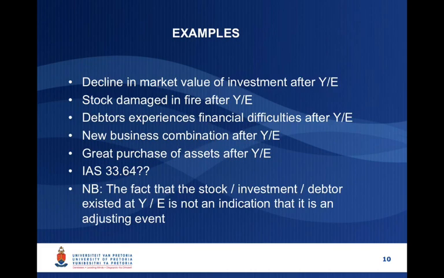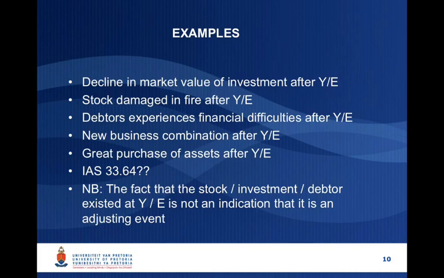And then examples of non-adjusting events are a decline in market value of investment after year end, or stock damaged in a fire after year end. Remember, you did not know that a fire would break out after year end. And then debtors experience financial difficulties after year end, new business combinations, great purchase of assets, and then IAS 33 paragraph 64. That paragraph would have been dealt with in the IAS 33 lecture.